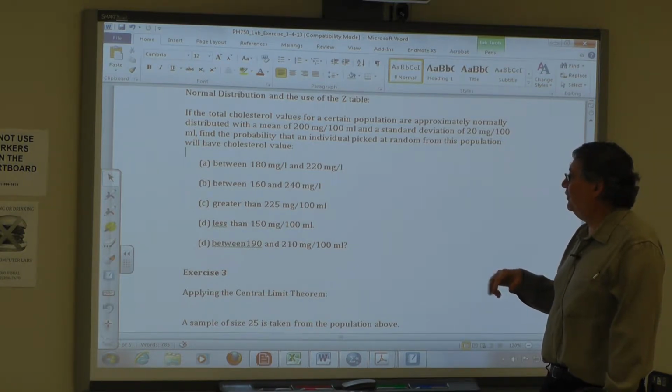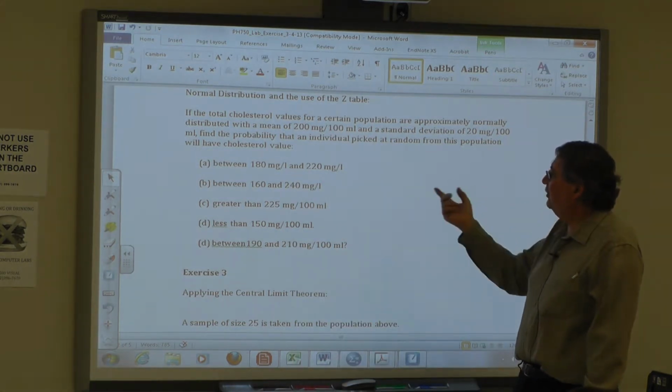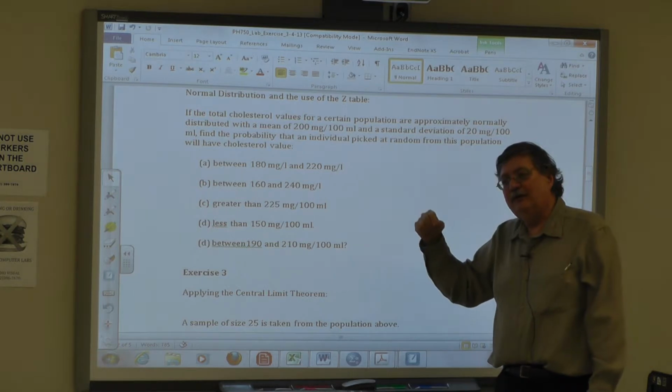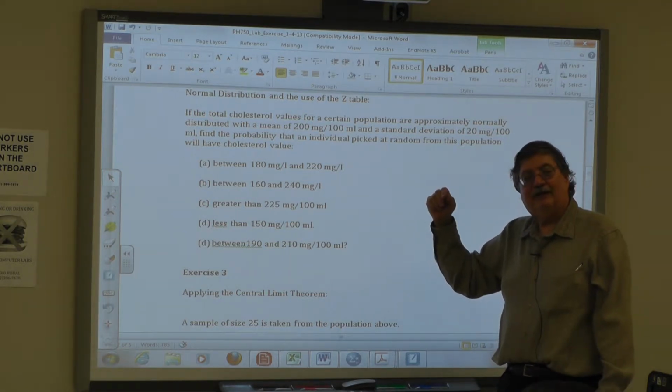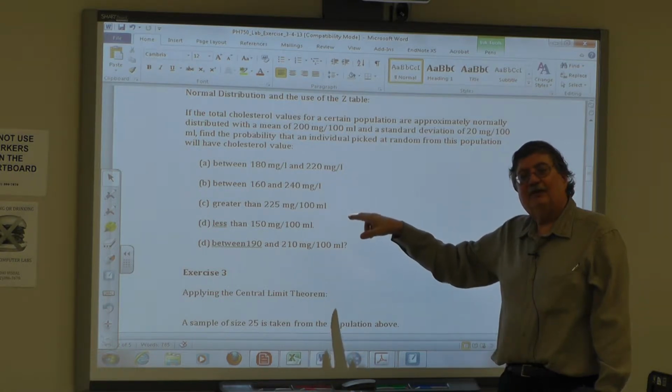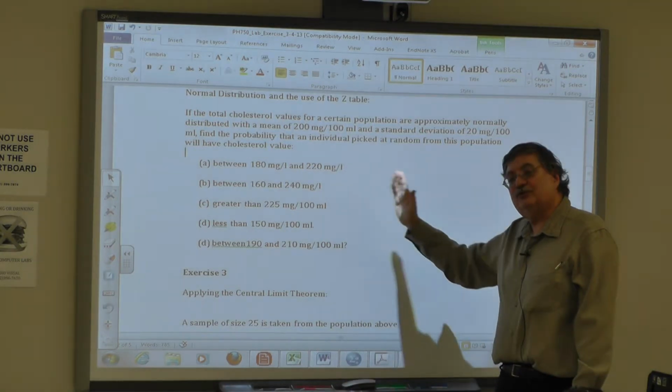Let's see, 220. What's a z-score for 225? Let's see, it's 25 over 20, which is 1.25. Everybody okay with that? Right, it's 25 over the standard deviation, which is 20, so 1.25. How do we figure out what area is greater than that?